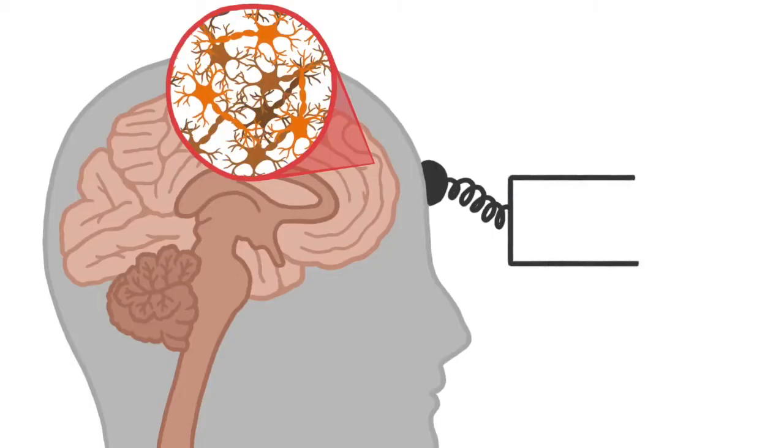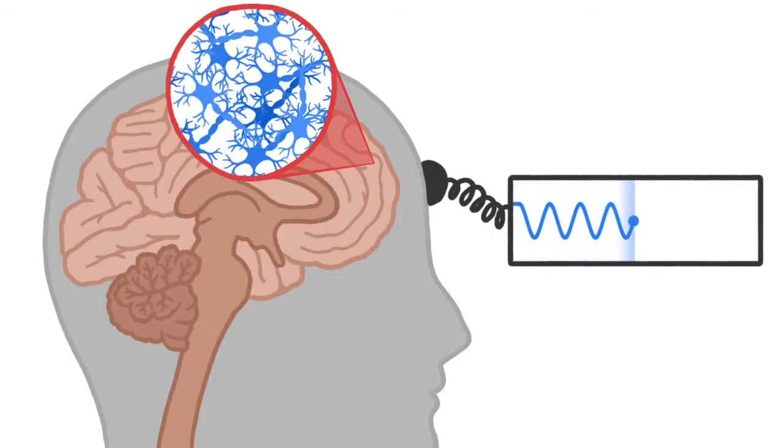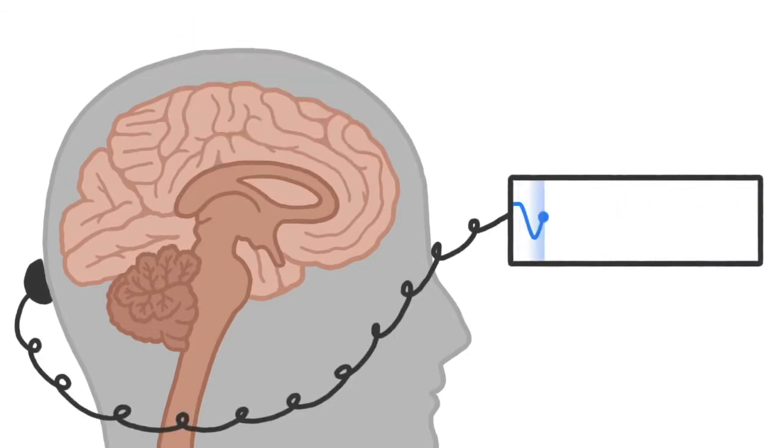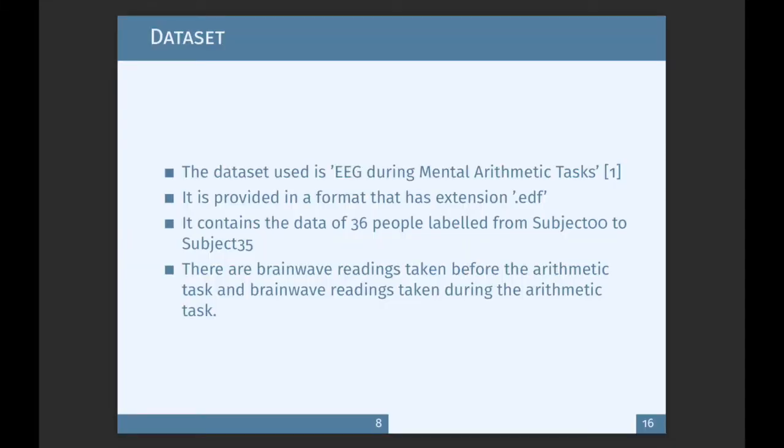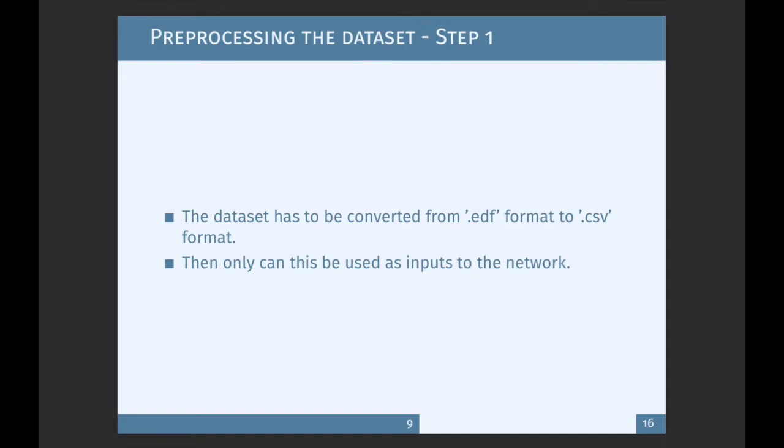We take EEG readings from the brain. Here, EEG stands for electroencephalogram and essentially means brain waves. So initially, we found a dataset containing brain waves in raw format. These brain waves have to be processed to convert them to a human understandable or program understandable form. So these brain waves in raw form are converted into CSV format.